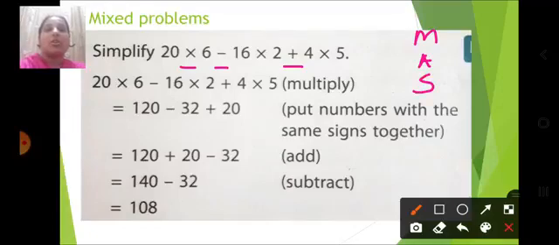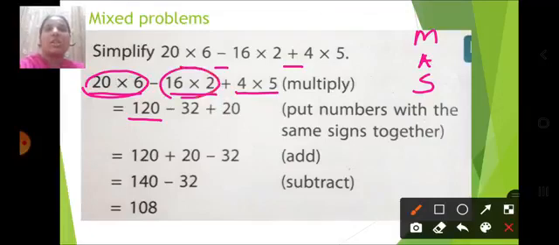Okay, so first we will see where the multiplication sign is there. So here you can see 20 multiplied by 6, then here also we have 16 multiplied by 2 and then 4 multiplied by 5. So in the first step we will multiply. So when we multiply 20 by 6, we will get 120 here. Then we will multiply 16 by 2 here. So 16 2s are 32. And then 4 5s are 20. Okay. Now we will put numbers with the same signs together.